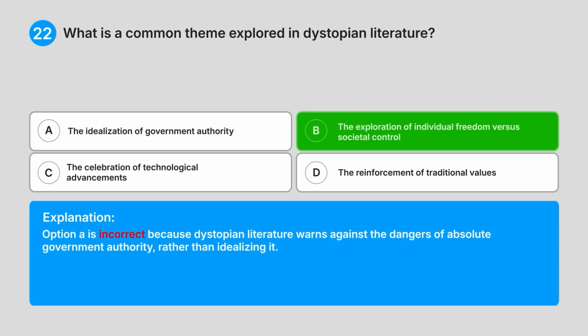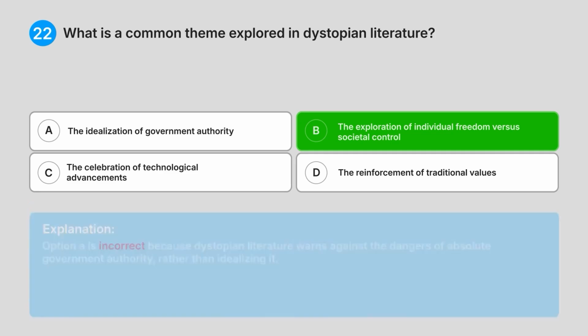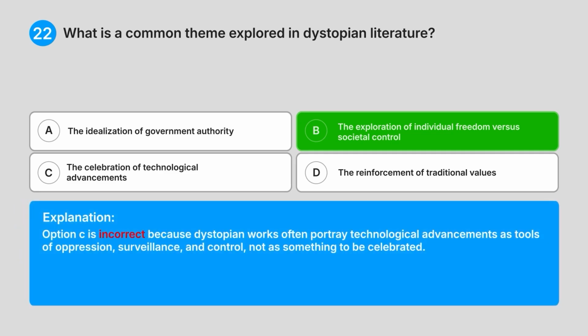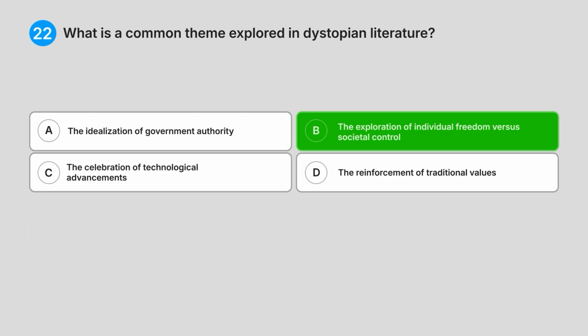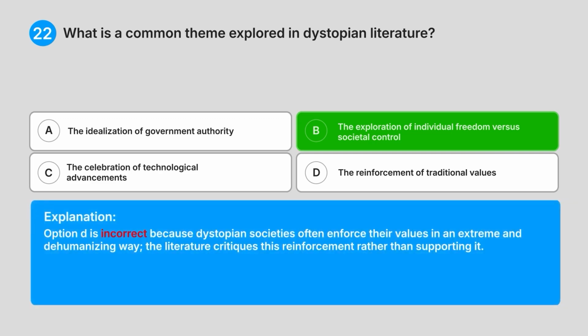Option A is incorrect because dystopian literature warns against the dangers of absolute government authority rather than idealizing it. Option C is incorrect because dystopian works often portray technological advancements as tools of oppression, surveillance, and control, not as something to be celebrated. Option D is incorrect because dystopian societies often enforce their values in an extreme and dehumanizing way. The literature critiques this reinforcement rather than supporting it.